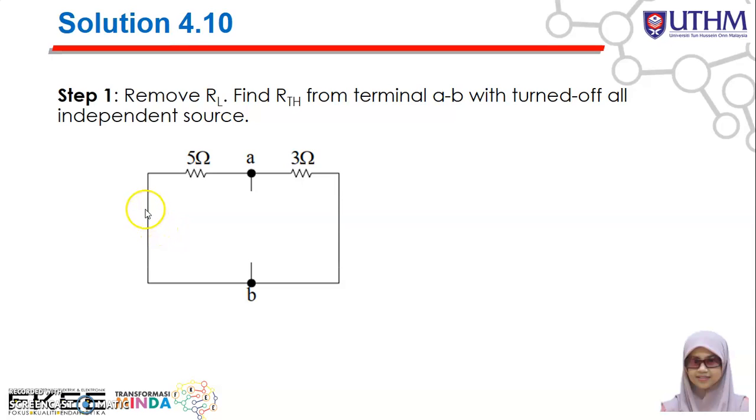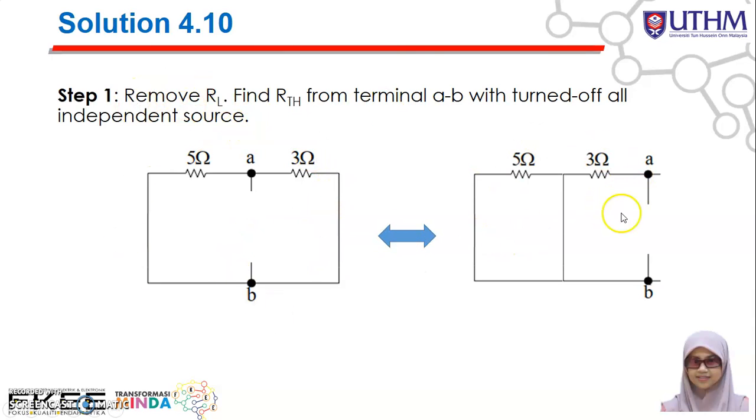Okay, so just now based on the previous slide, here you have a voltage source. Again, here also you have a voltage source, but you turn off both of the voltage sources. So that's why here you have a short circuit. Okay, and then just now you have RL here, and then you just remove your RL. And then this circuit you can redraw to become here.